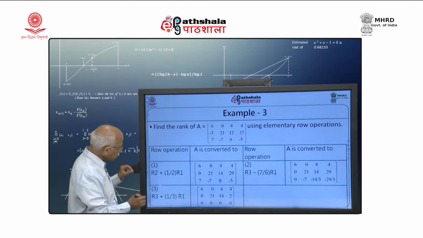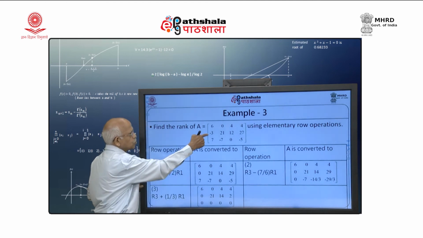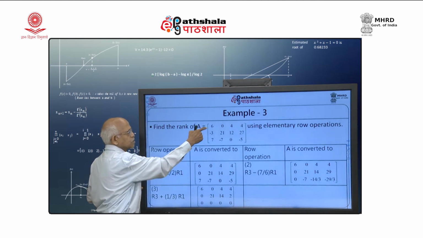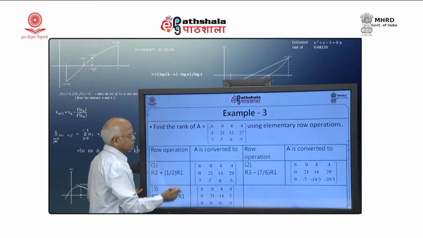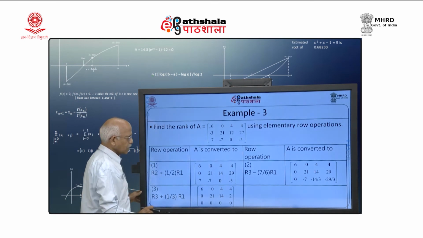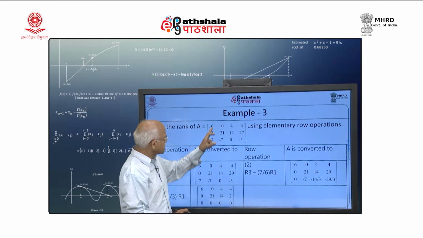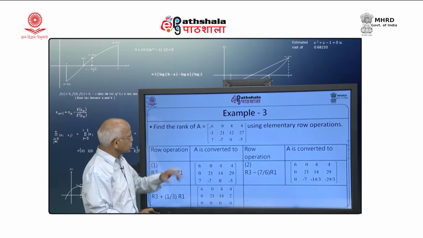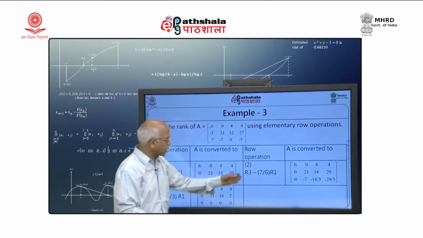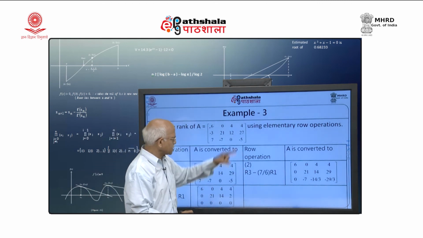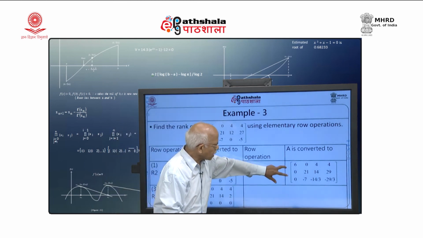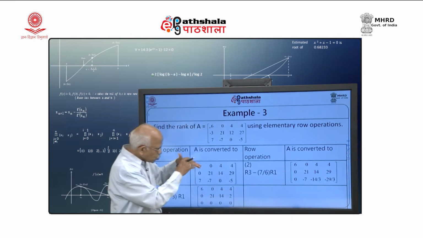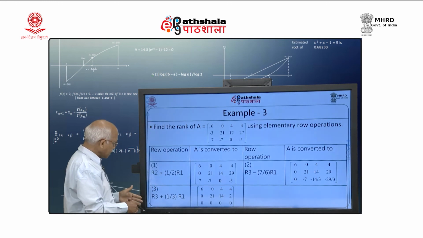What I am trying to do is make this element 0. In order to make this 0, I have to add 3 to this. So, I am multiplying this by 1 by 2 and adding. If I want to do the same thing here, I will have to multiply this by 7 and divide by 6. So, if I multiply this row by 7 by 6 and subtract from here, then I will get this element as 0. So, these 2 elements I am trying to make 0, so that the lower triangular part will be 0.